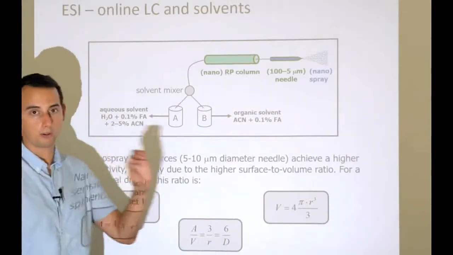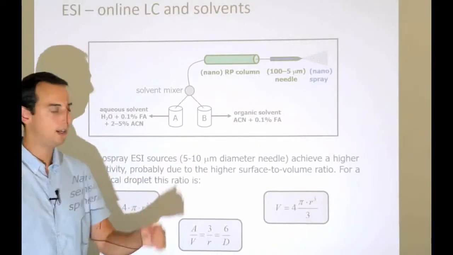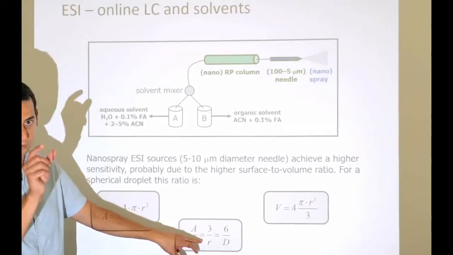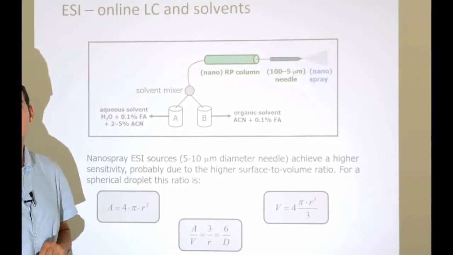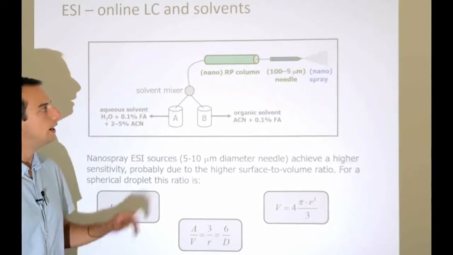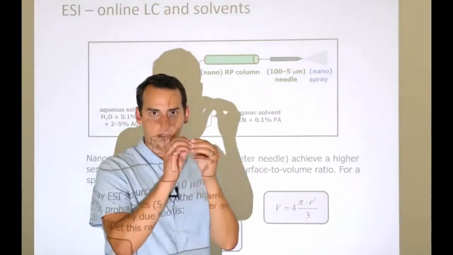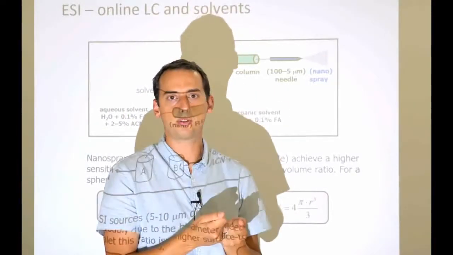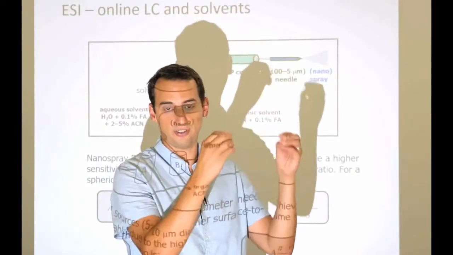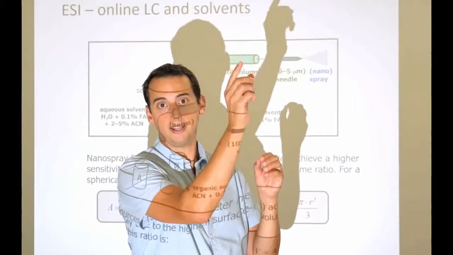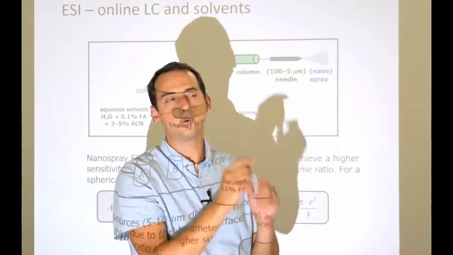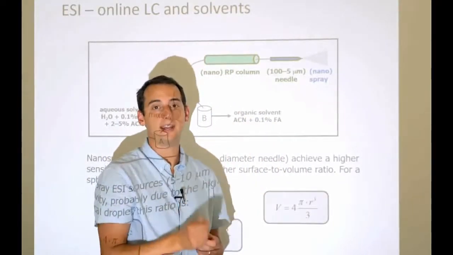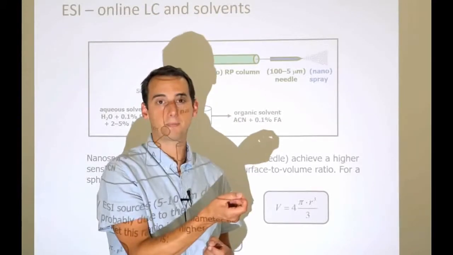Bottom line is, a smaller droplet will evaporate faster because the surface to volume ratio, which is inversely proportional to the size of the droplet, is more beneficial. It's bigger area to volume. Which means that if we have a nano spray, you get really small droplets that evaporate very quickly. And if they evaporate quickly, you very quickly get charge-driven fission and charge-driven ion expulsion. And ion expulsion is what we want. So you gain sensitivity. A smaller amount of analyte will yield detectable ions in the mass spectrometer.